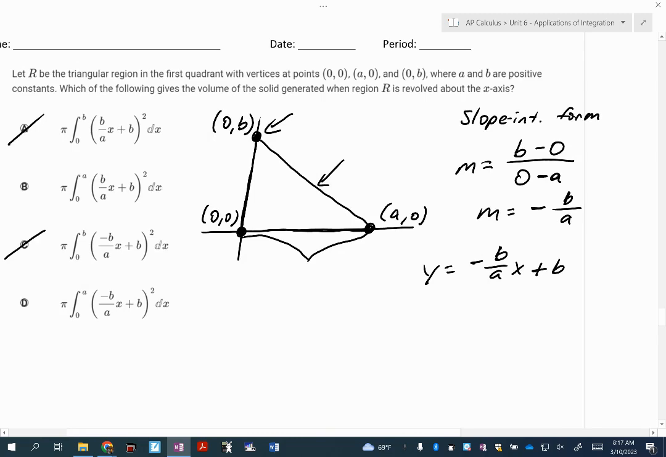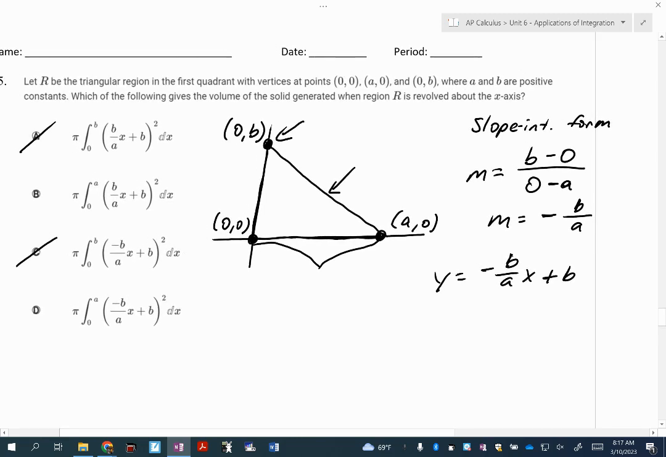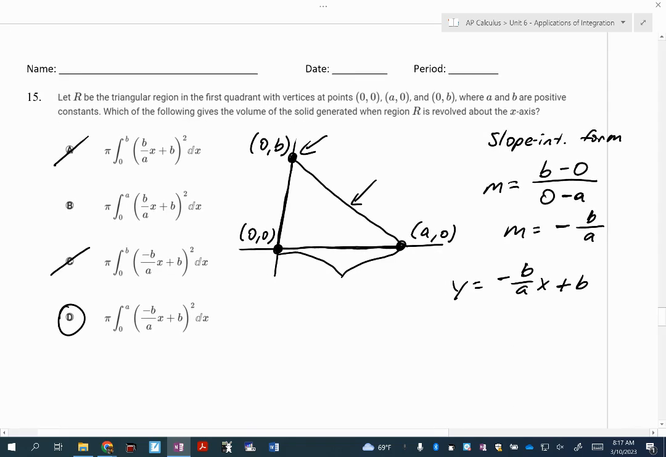So if I look in my answer, I'm looking for this inside, and I'm looking for it to be raised to the second power. It looks like the only one that has that correct slope and y-intercept, all of that squared, is letter D. That would give me the area, and then we integrate that to get the volume. So that's it for 15.